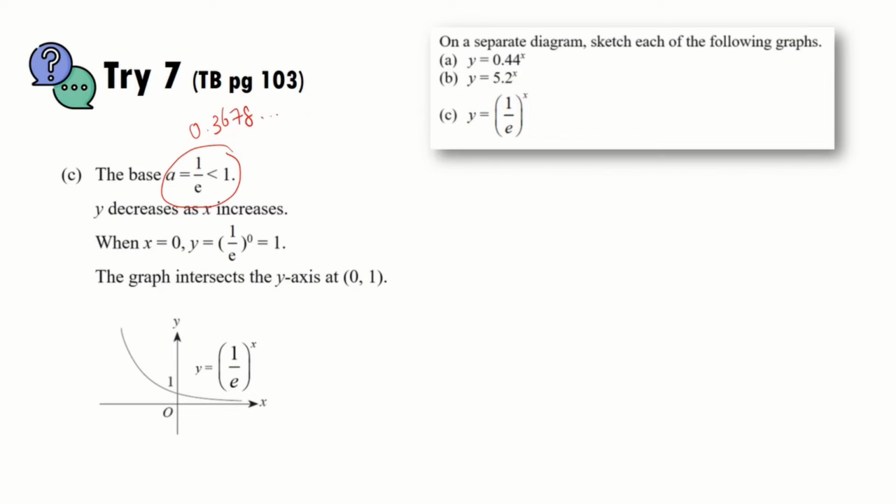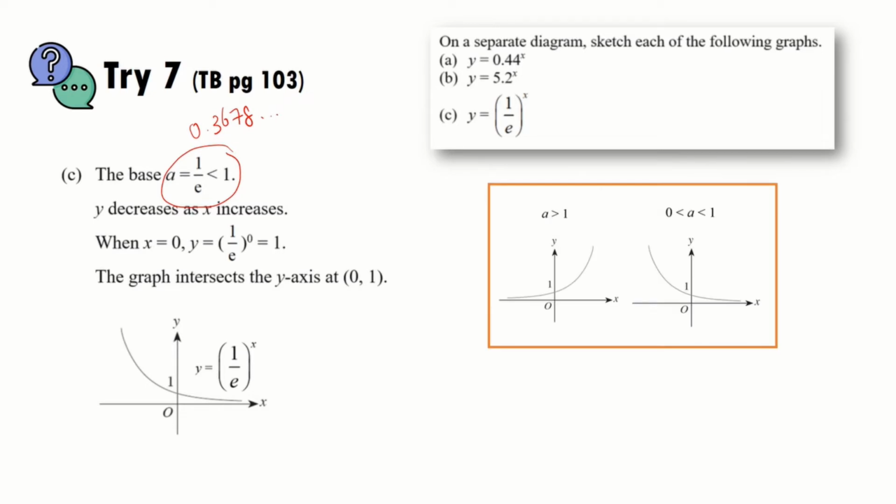Hence, to decide the graph shape, we will be choosing this. Similarly, when x is equal to 0, we find that y is equal to 1. Therefore, the sketch of the graph will be as such.